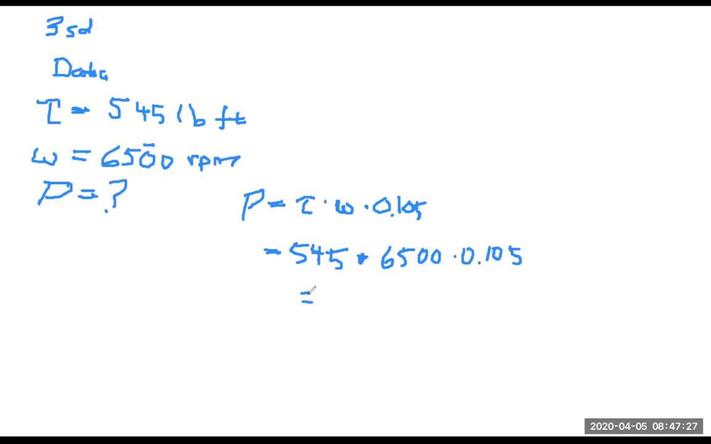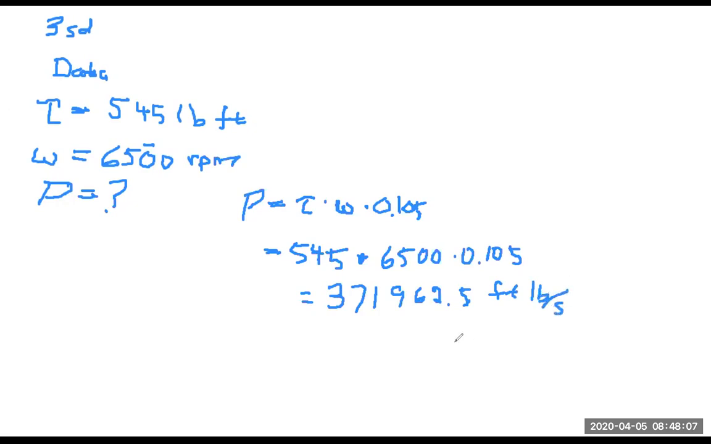We are getting, and I'm on the way to the answer, but I'm not at the answer, so I'm not going to round this off. I'm getting 371,962.5, and that's ripe for rounding, but we're not there. Okay, and it's foot-pounds per second.